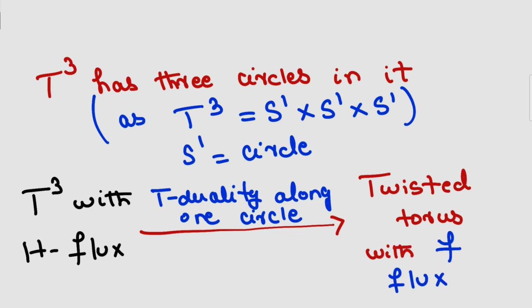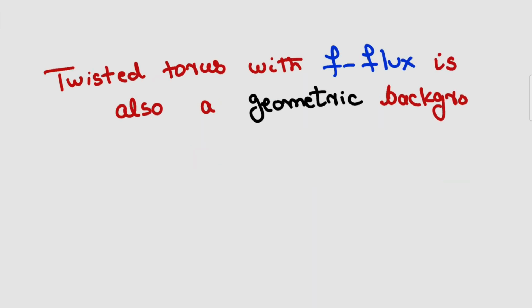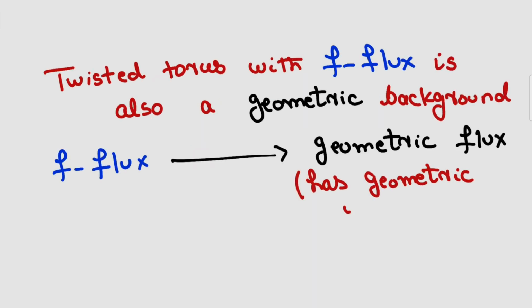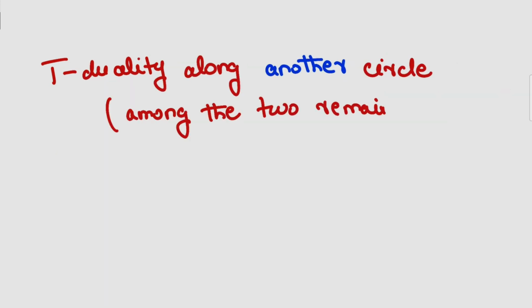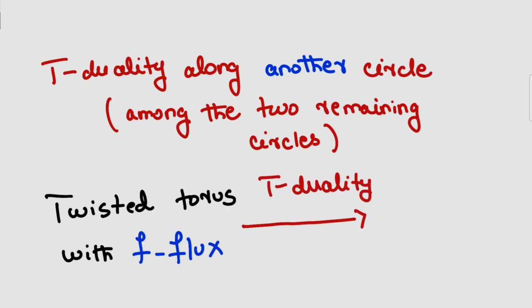Then we get something called a twisted torus, and the flux that we get on it is called the F flux. This is also a geometric background. The F flux is called a geometric flux, as it has a geometric interpretation. Actually, it can be seen as structure constants of an algebra. Now, we can perform a T-duality transformation along another circle, and this time, we get something called a T-fold.